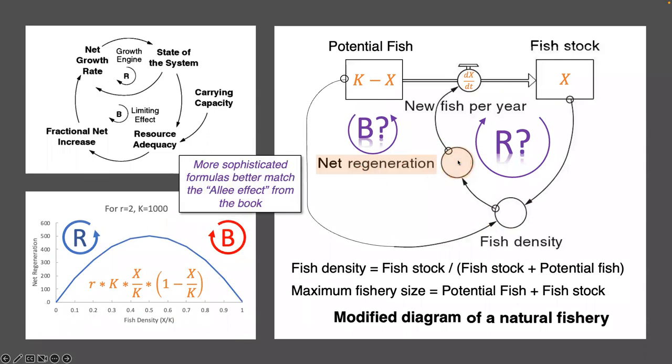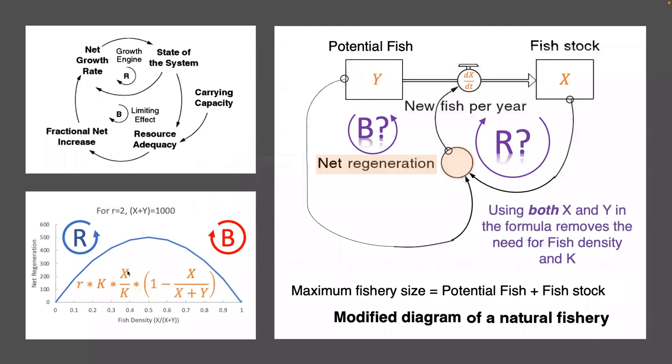So now I don't need a lookup table; I can use the math instead. It's not quite the same because that lookup table had a little bit of asymmetry to it, and we could add all of that, but just for simplicity, I'm going with a nice simple logistic growth regeneration curve. So now I just do a little bit of algebra.